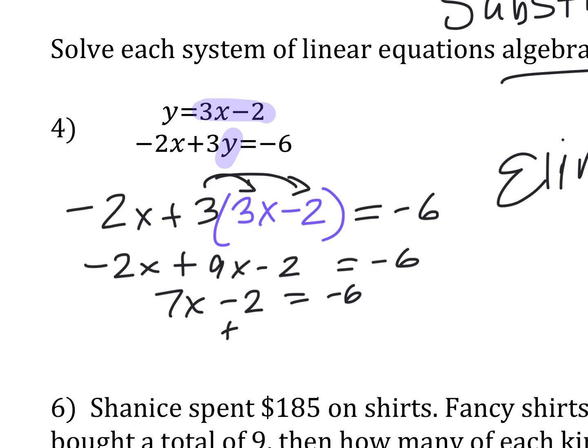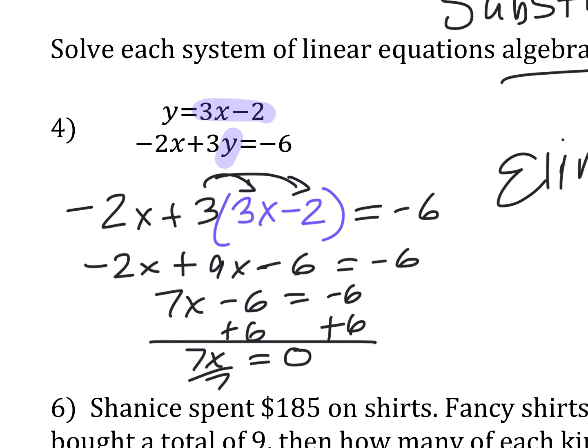Oh, snap. I just realized when I distributed, I didn't do the 3 times 2. So that should actually be -6. Sorry about that, guys. So I need to change this also to -6. Okay, so now I'm going to add 6 to both sides. I got 7x is equal to 0. Divide both sides by 7. So my x-coordinate is going to be a 0.